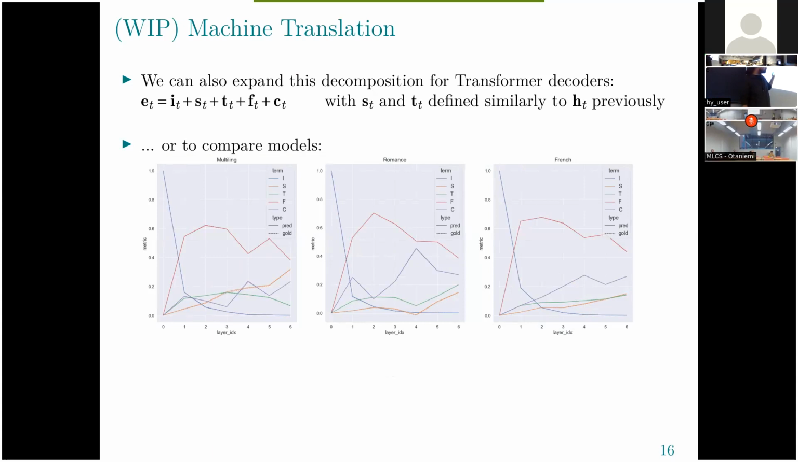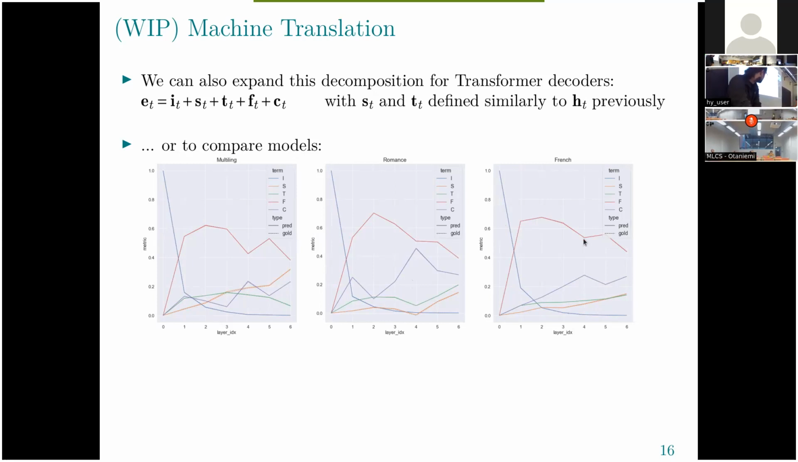The first one, here on your right, if I'm not mistaken, yes, that should be your right, is going to be a multilingual model to English. This one is a Romance to English, and this one is a French to English. And what we can see is that the source and target seem to behave quite differently in the case of the multilingual model than in the case of the Romance or the French language.